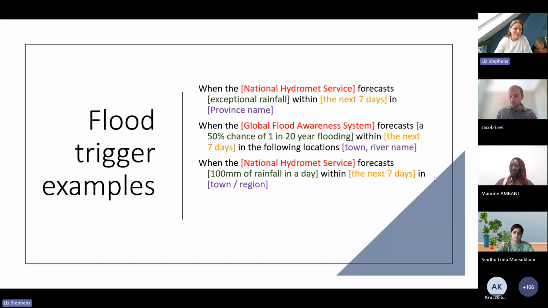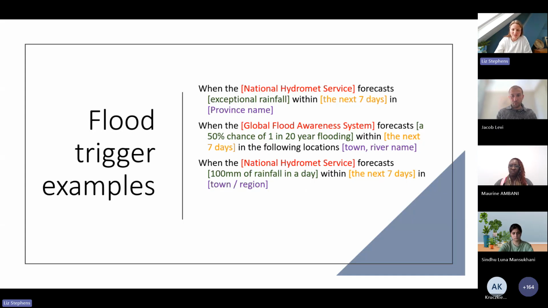So you might have something like a hydromet service forecasting exceptional rainfall. That's something that ICPAC forecasts in East Africa. You would need to have the lead time in there and the location. You might have a forecasting system like the Global Flood Awareness System or even the Google Flood Hub forecasts. You need to put your threshold in there, which might relate more to the return period, and it would need a probability in there as well. Or you might be reliant on a quantity of rainfall if you know that amount of rainfall leads to flooding in your location. So that's just some idea of the flood.